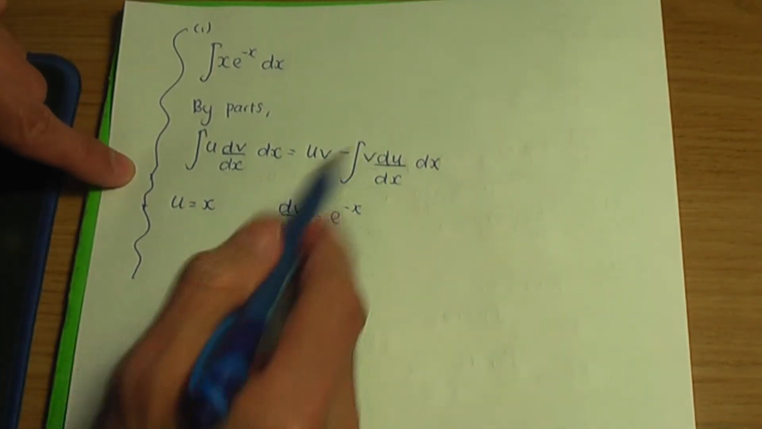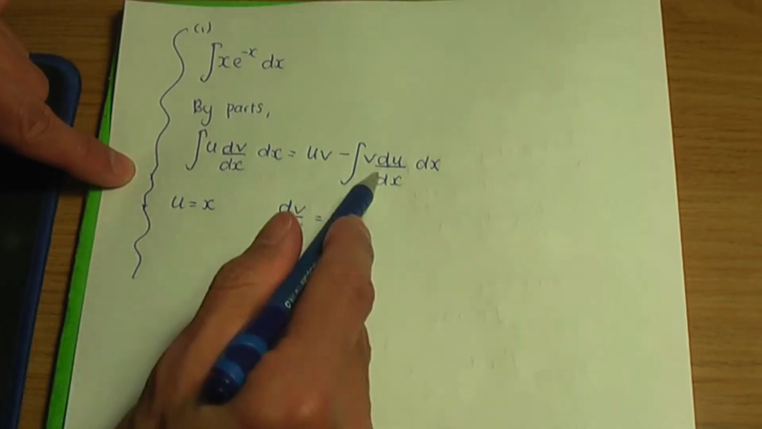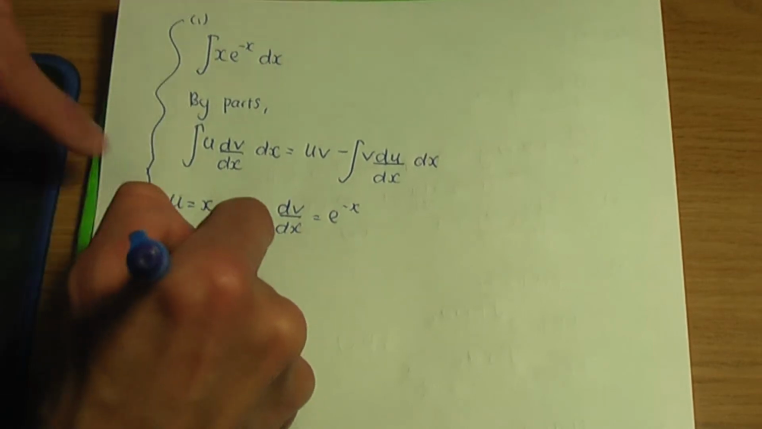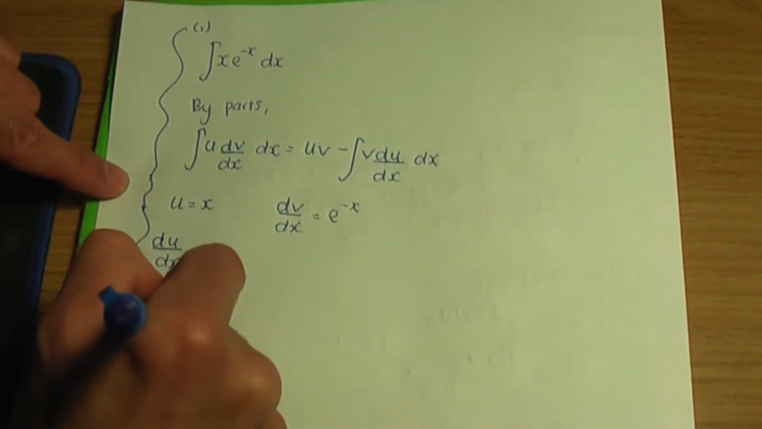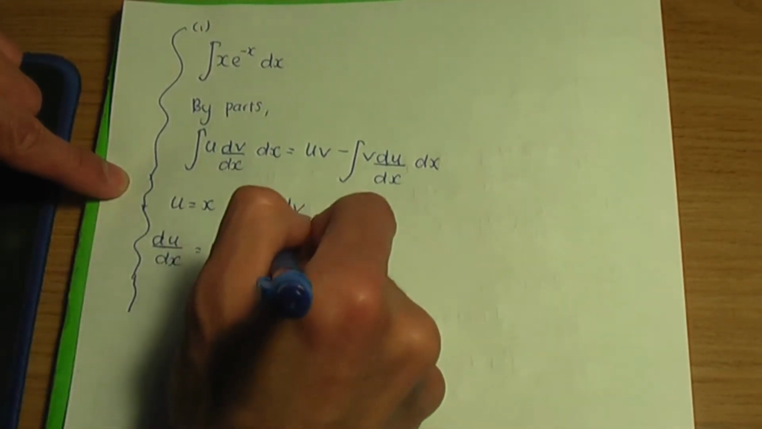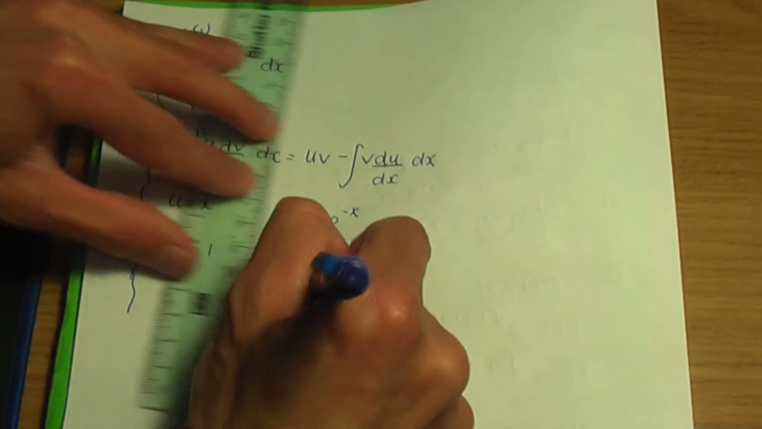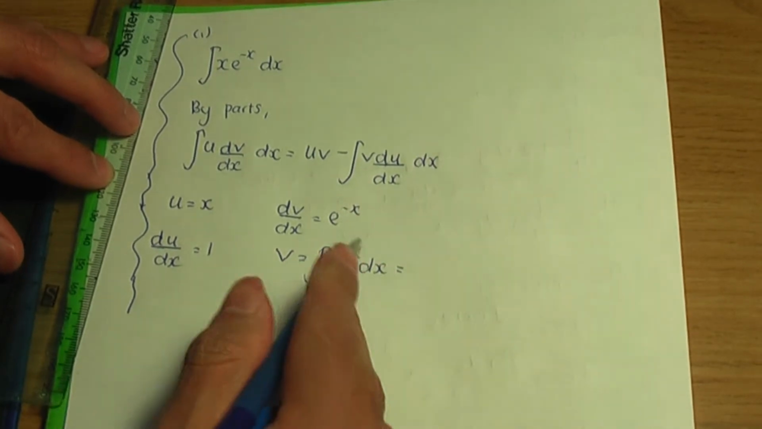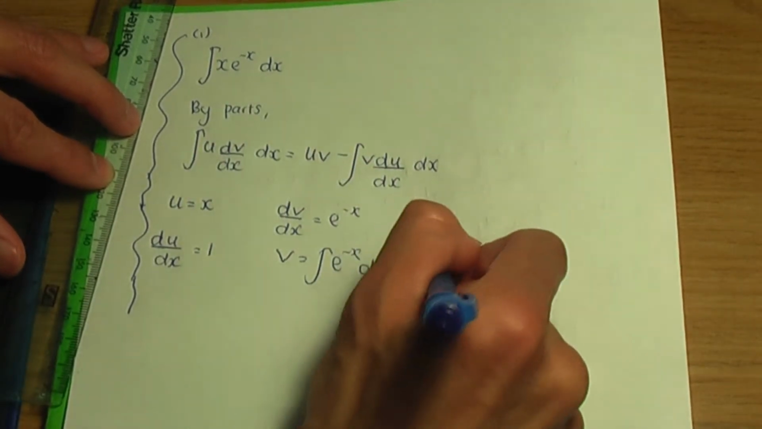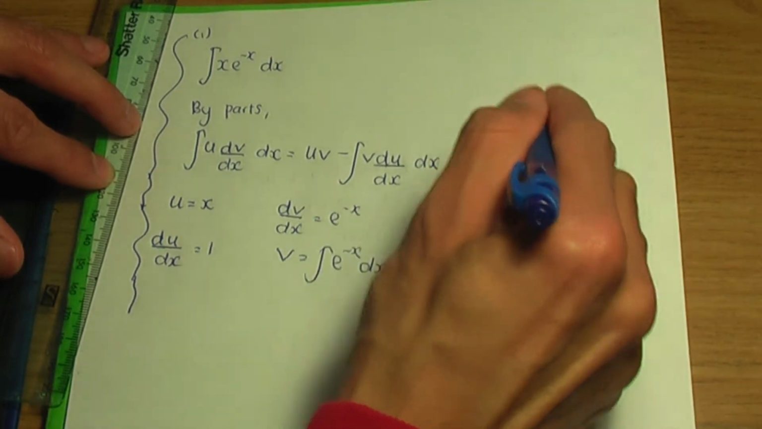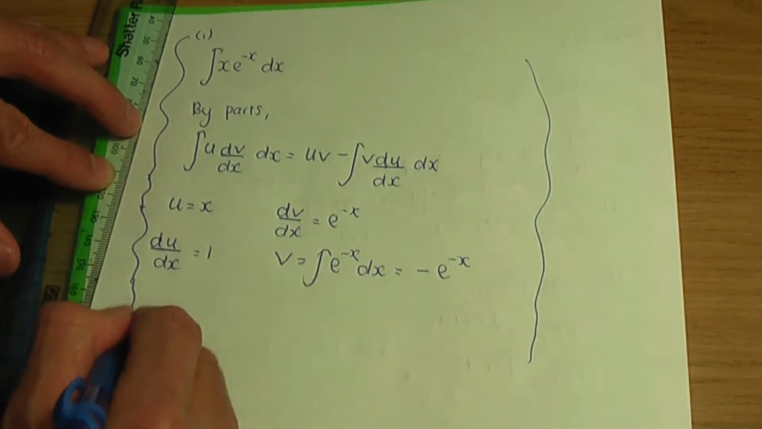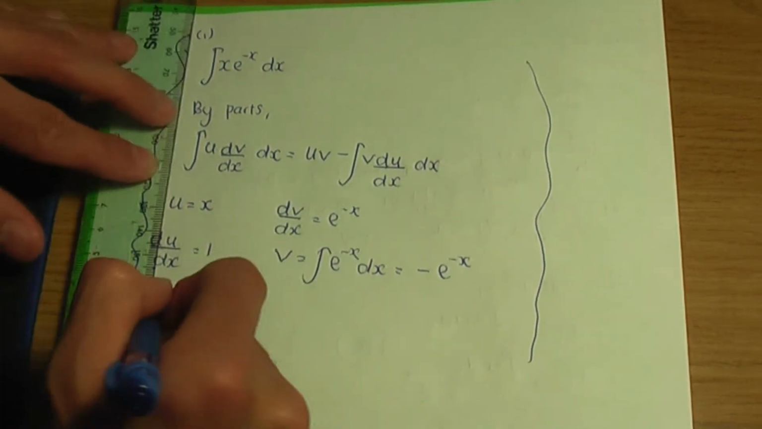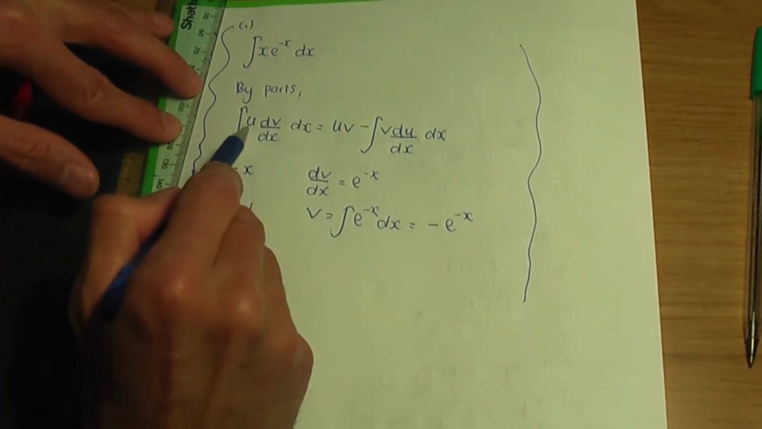So let's calculate du over dx as well as v in order for us to use the by parts formula. So du over dx, when I differentiate x here, is 1. For v, I need to integrate dv over dx, so we need to integrate e to the minus x with respect to x. That should give us minus e to the minus x. And now we have everything that's required to use the by parts formula.